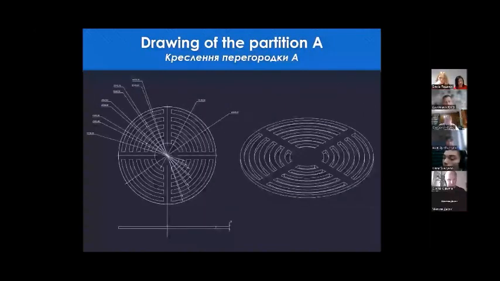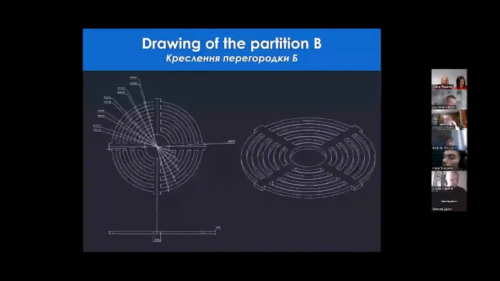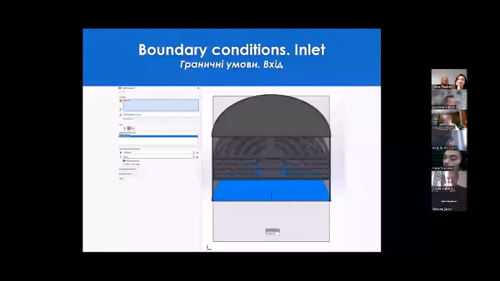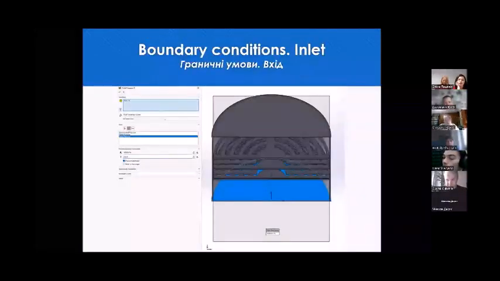The model is built according to the principle of concentric circles. The distance between the openings is 15 millimeters. The openings themselves are also 15. B differ in that they are built in reverse, except for the central holders. After the model was completed, the simulation was carried out in SolidWorks Flow.